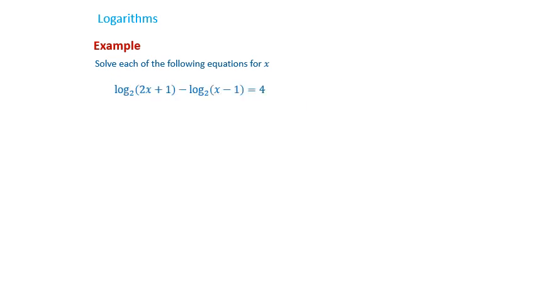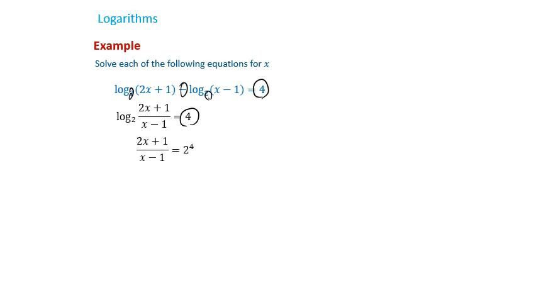Okay, in this one here, we notice we've got the same bases, and we've got a minus between these two logarithms. So we can write this as log 2x plus 1 over x minus 1 is equal to 4. Notice the 4 stays the same on this side. There are other ways of doing it, but right now we're just going to leave this as 4.